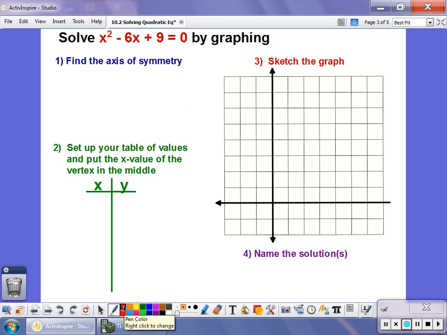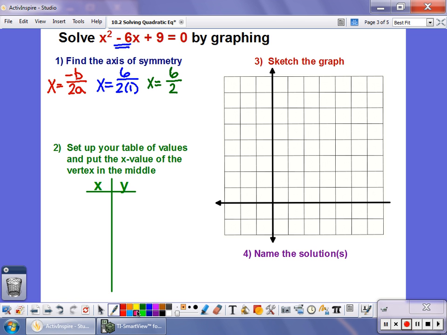Again, start off with your axis of symmetry. X equals negative b over 2a. Now this time when I go to put in my negative b, b is negative 6, so negative 6 is a positive 6. So I'm going to put that in and then simplify it. That gives me x equals 6 over 2.